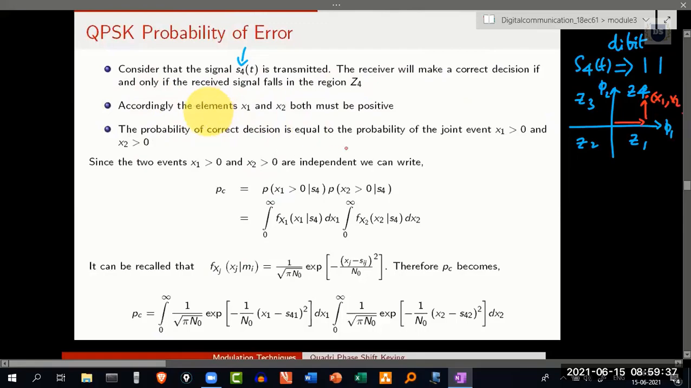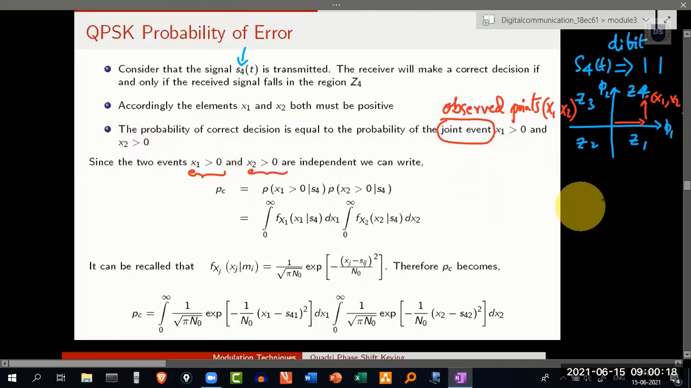The probability of correct decision is equal to the probability of a joint event. Because this involves two observed points x1 and x2, it depends upon a joint event. Both x1 and x2 should be greater than 0. Since the two events should be greater than 0 and are independent, and remember, these two are independent of each other.